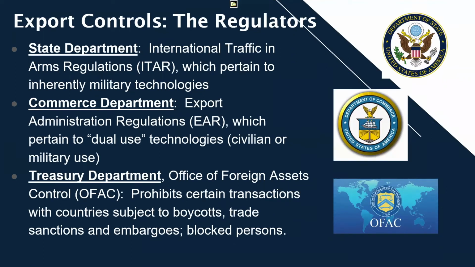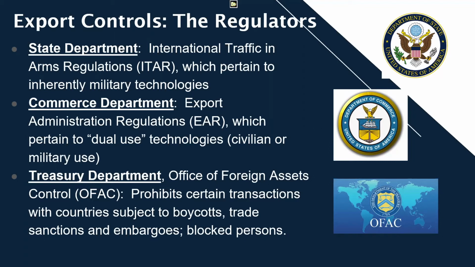So there's essentially three. The State Department has jurisdiction over compliance with regulations under the ITAR, and that pertains to inherent military technologies, and I'll get into that in a little more detail later. The Commerce Department also has jurisdiction for those items that come within the EARs, the Export Administration Regulations, pertaining to dual use technologies. And also the Treasury Department's Office of Foreign Assets Control.